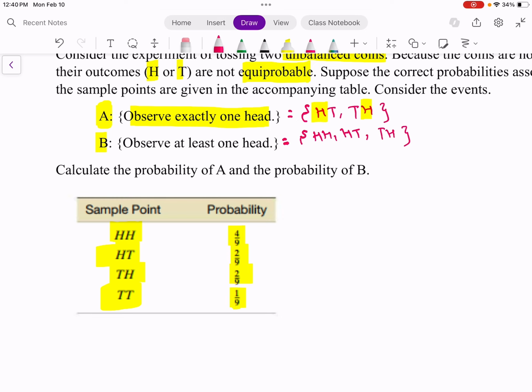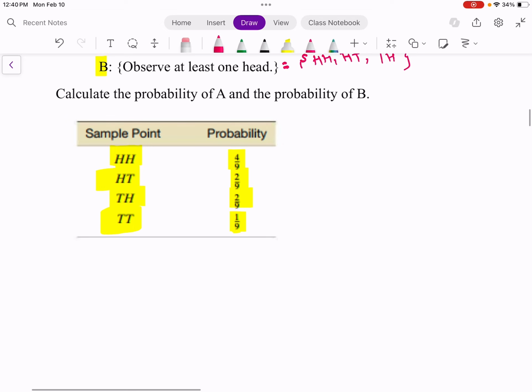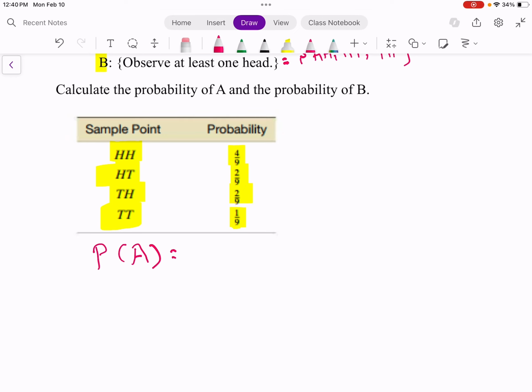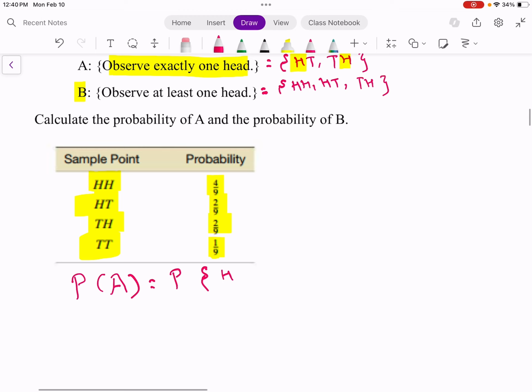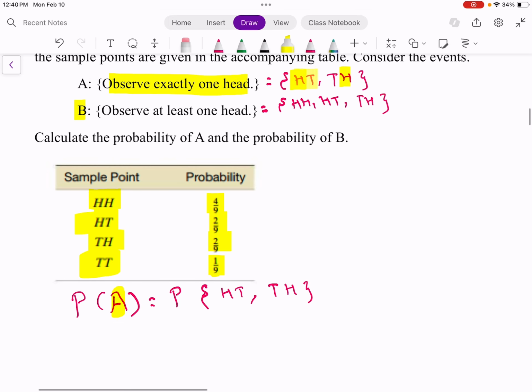Now next, we find the probability of event A and the probability of event B. So probability of A, this is P of A, which is the same as the probability of getting head, tail or tail, head. Our event A is head, tail and tail, head. That's what I have here.